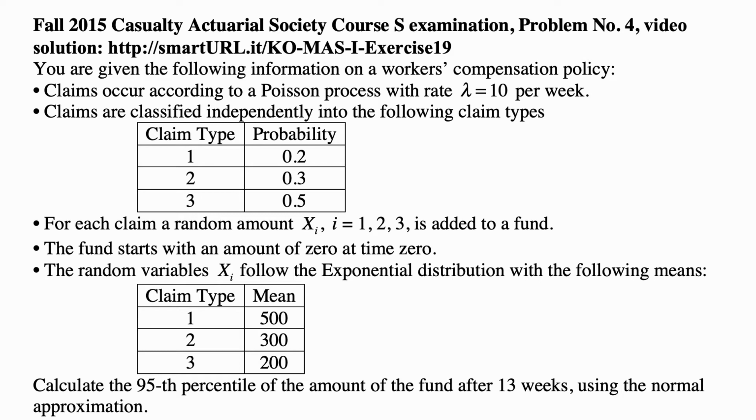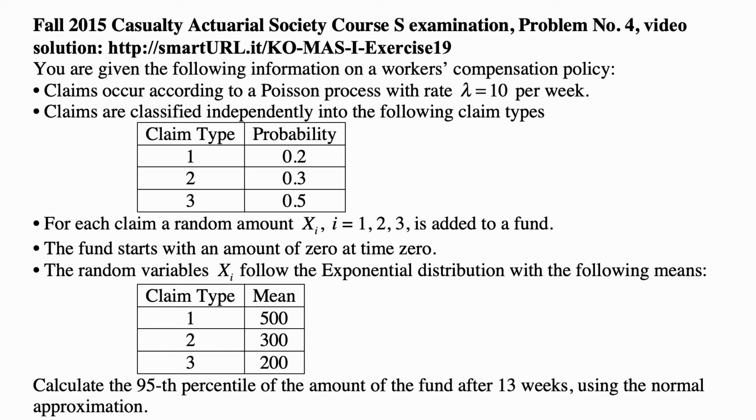Here's the problem for today for exam MAS 1, Modern Actuarial Statistics 1 of the Casualty Actuarial Society. You are given the following information on the workers' compensation policy. Claims occur according to a Poisson process with rate lambda equal to 10 per week. Claims are classified independently into the following claim types.